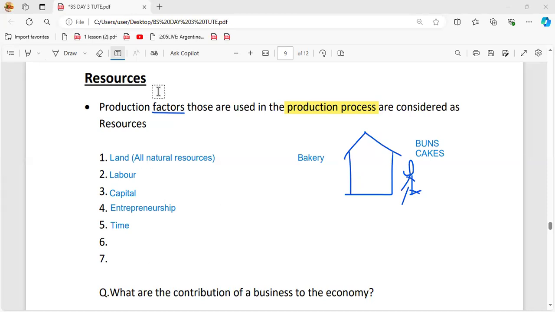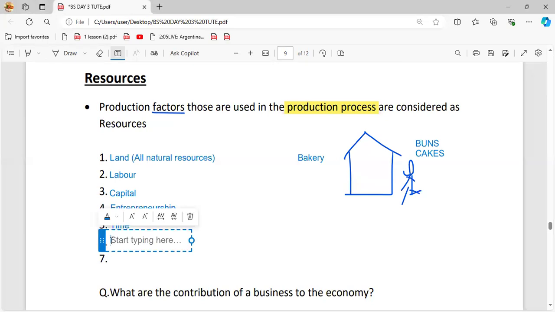So like that, according to business studies, time is also a resource. Time is also a factor. Did you understand? Everything is done according to a time framework. Land, labor, capital, entrepreneurship, then time, knowledge.